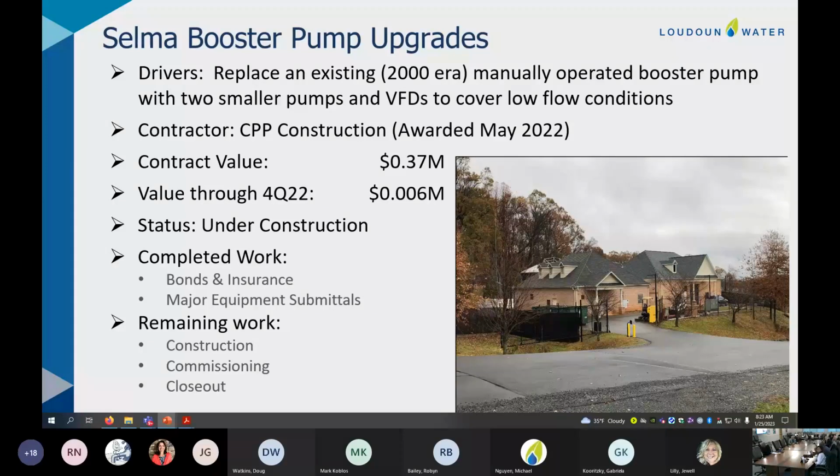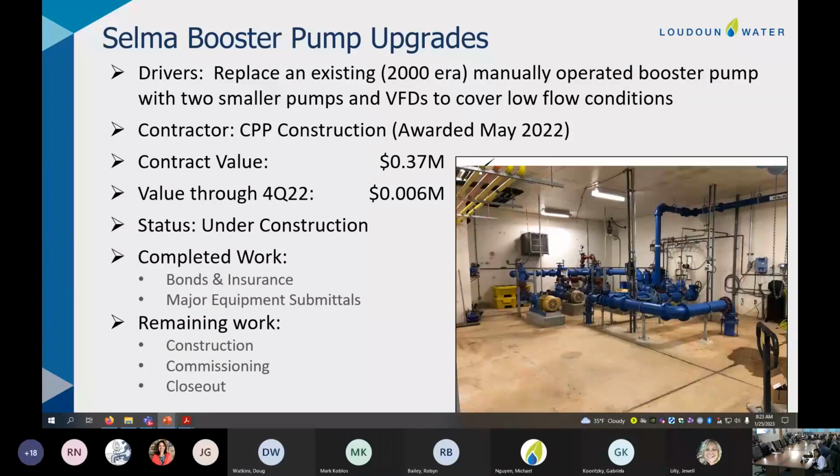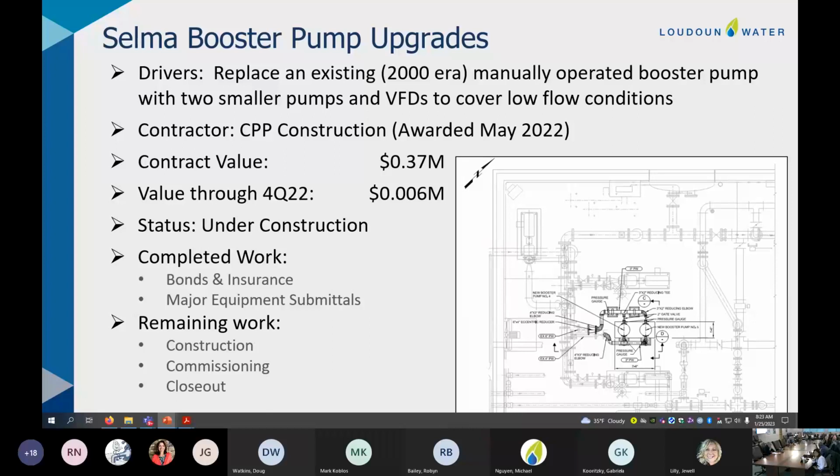The purpose of that project was to replace a 20-year-old manually operated booster pump with 2 smaller pumps on VFDs to cover the low flow conditions. There are some pictures of the arrangement there. This was awarded about 8 months ago to CPP Construction. We're still in the early stages of construction, or the paperwork stages, as I refer to it, as we've done bonds and insurance and we're into submittals.